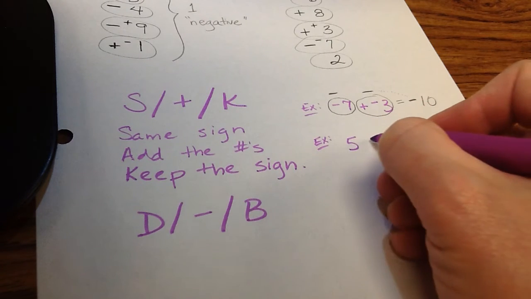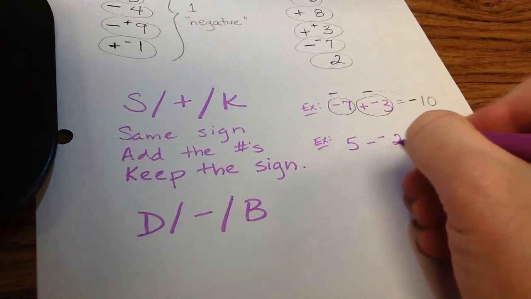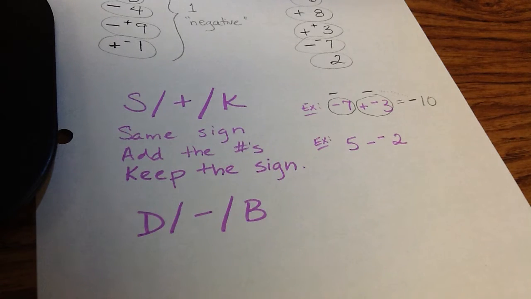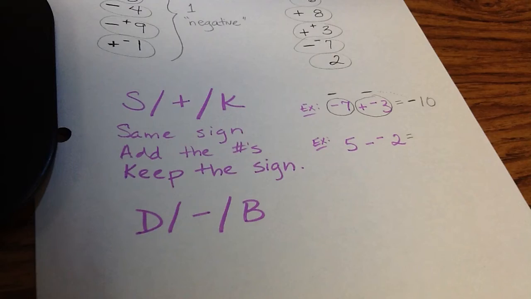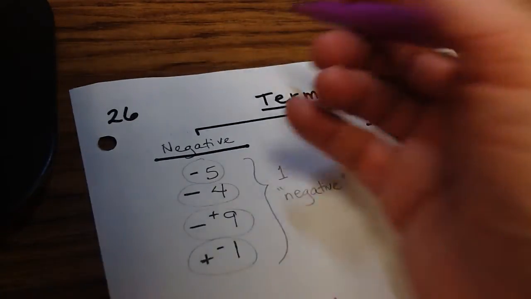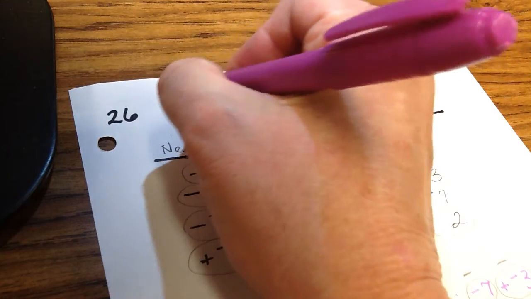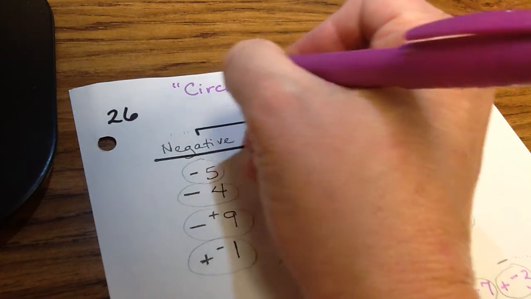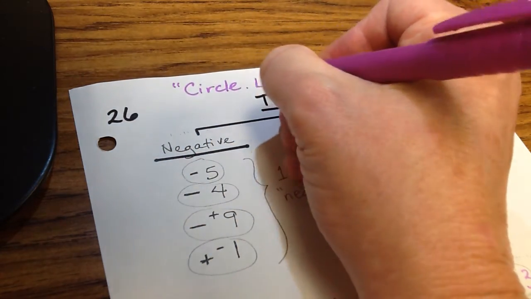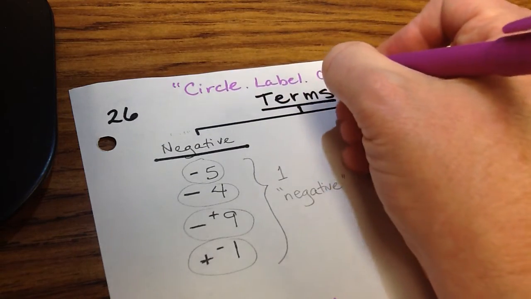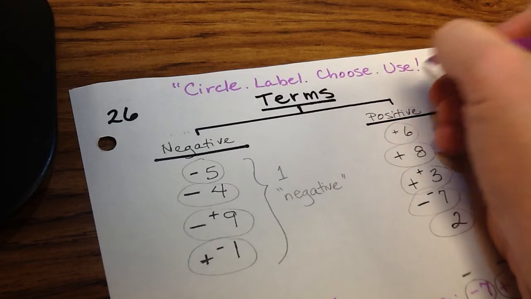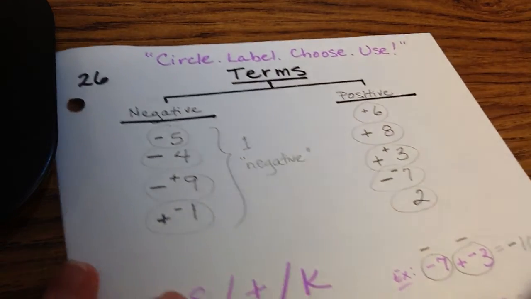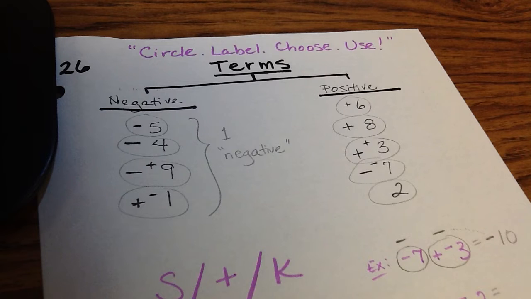5 minus -2. Okay, 5 minus -2. Now I told you we were using a special phrasing. We're going to write that at the top right now. We're going to learn circle, label, choose, use. Circle, label, choose, use. Our first step is always to circle the terms.